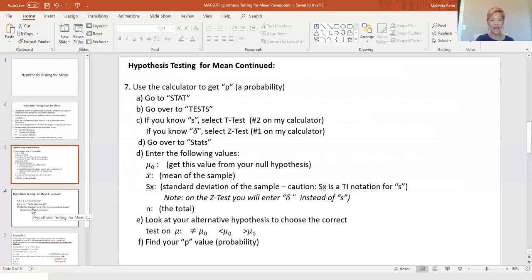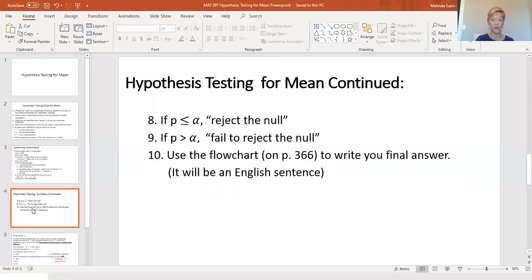And then you're going to do the same thing you've done the whole time with hypothesis testing. You're going to compare your P to your alpha. Remember, if P is less than or equal to alpha, you're going to reject the null. If P is greater than alpha, you fail to reject the null. So actually write that phrase on your paper, then go to page 366 in your books and follow that flow chart and write me your answer. Remember, your answer is an English sentence.